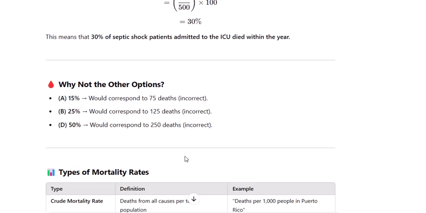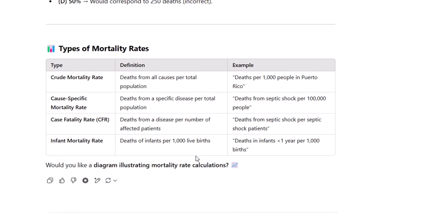Types of mortality rates. Crude mortality rate: deaths from all causes per total population, for example deaths per 1,000 people in Puerto Rico. Cause-specific mortality rate: deaths from a specific disease per total population, for example deaths from septic shock per 100,000 people.